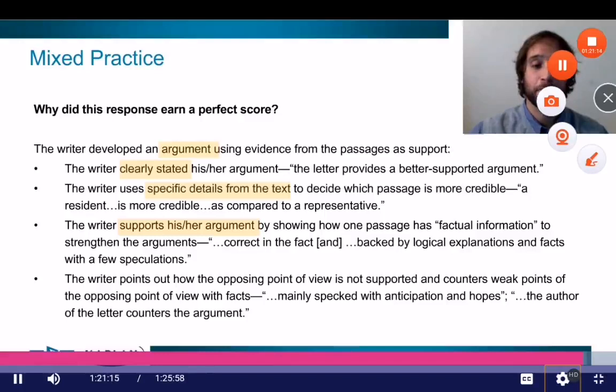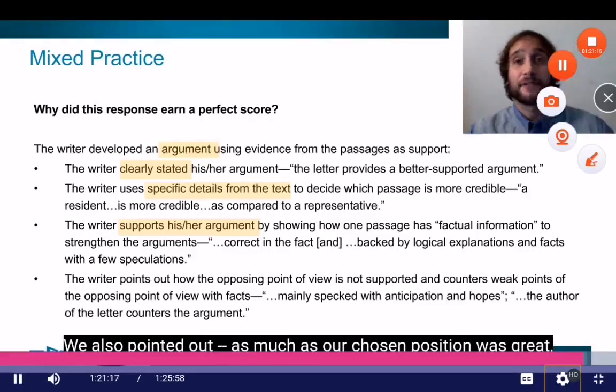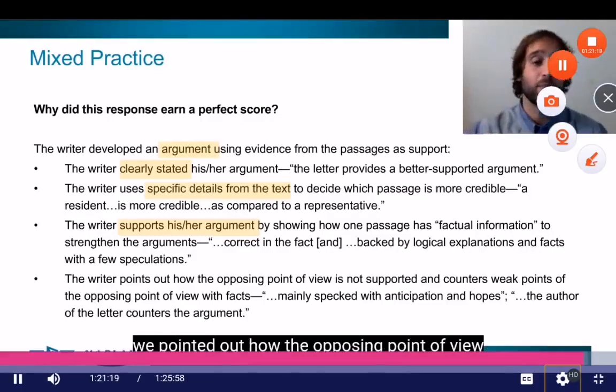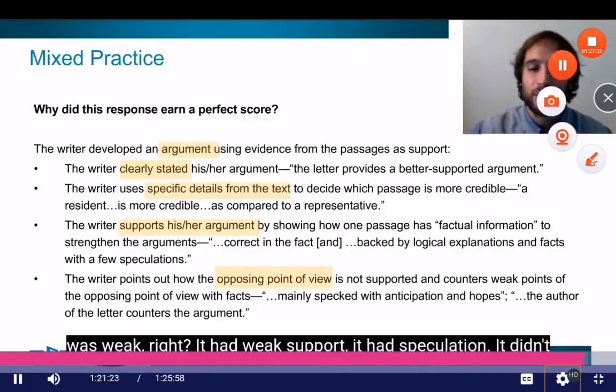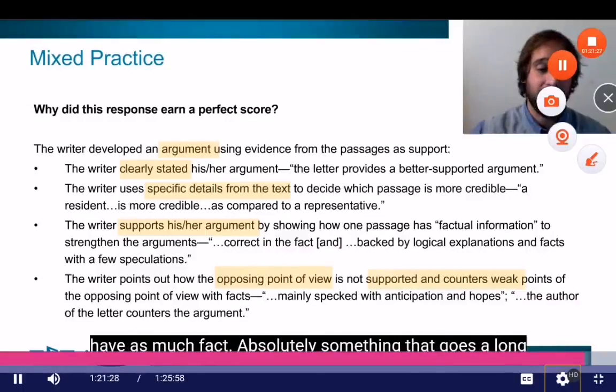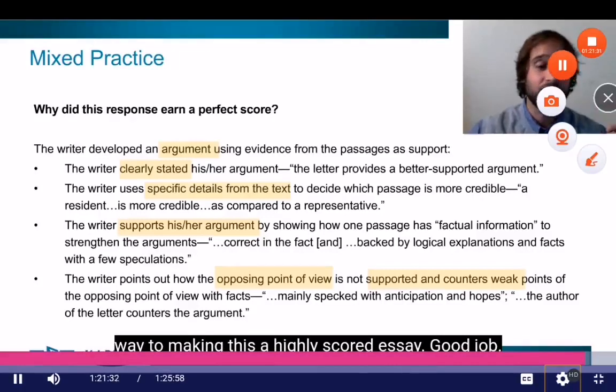Very, very clutch here. We also pointed out, as much as our chosen position was great, how the opposing point of view was weak, right? It had weak support, it had speculation, it didn't have as much fact. Absolutely something that goes a long way to making this a highly scored essay.